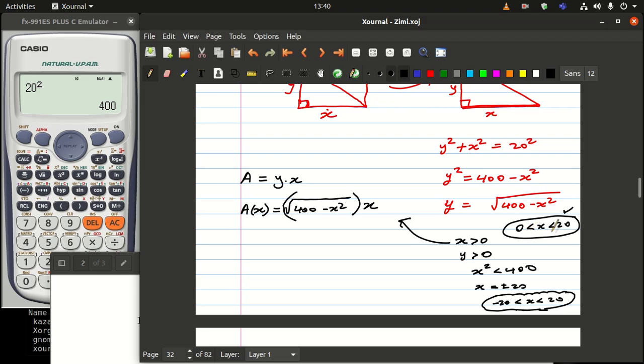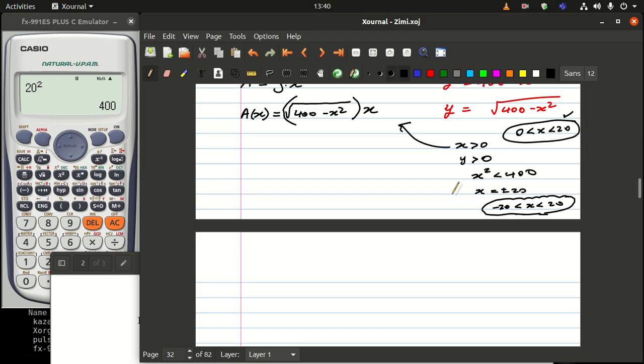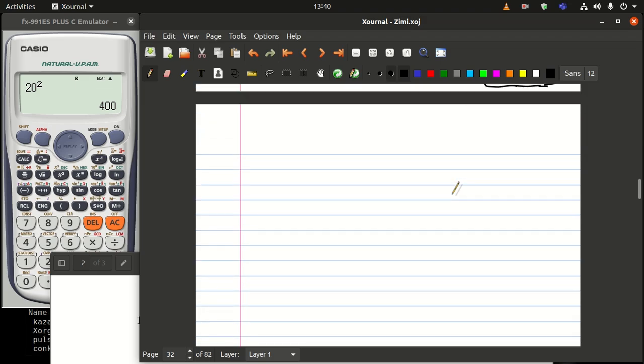But if they were included, you would have to check them, to see which one is going to give you a max and which one is going to give you the min. The next thing, remember that we have our A as a function of x equal to the square root of 400 minus x squared, multiplied by x, which is the same as 400 minus x squared all raised to 1 over 2 times x.